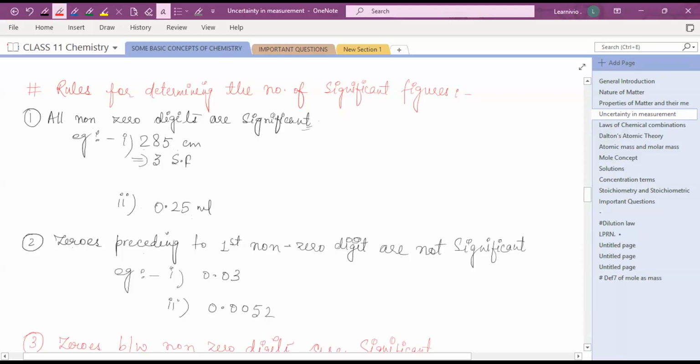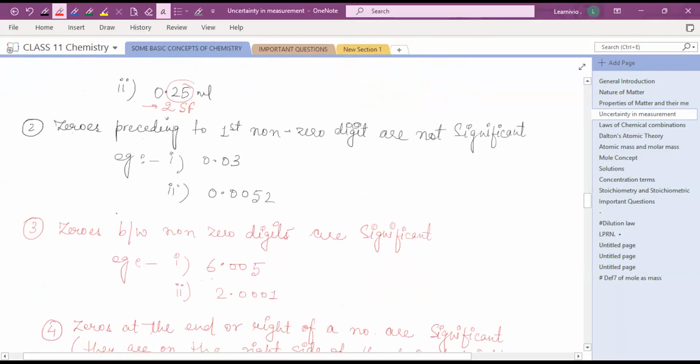Here, in the second question, how many significant figures are there according to this rule? All non-zero digits means this zero will not count. This zero will not be considered a significant figure, because only non-zero digits are significant. Means only 2 and 5. So two significant figures are there, not 3. Clear, Amna and Sannidhi? Yes, ma'am.